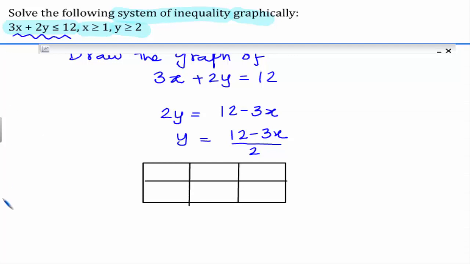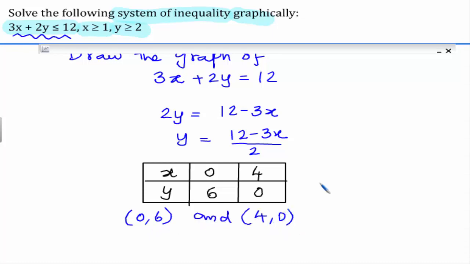Now we'll select the values for x and we get the values for y. If x is 0, then y will be 6 because this is 12 by 2. If x is 4, then y will be 0. So what are the ordered pairs we are getting here? (0, 6) and (4, 0). Now using these two ordered pairs, let us draw the graph.